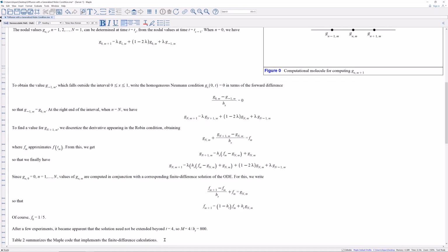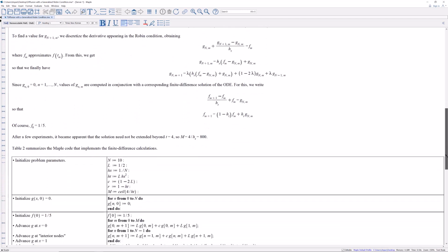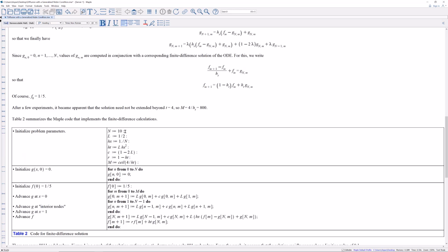And the actual calculations are summarized in Table 2. Table 2 summarizes the calculations that we have to perform. So we need the number of steps in the x direction. This is lambda. L is easy to type in. Lambda, h x, spacing in the x direction. h t, spacing in the t direction. This expression appears several times, so I gave it the name C. This appears several times, so I gave it the name R. And M turns out to be 800 under our set of parameters. This initializes G at time 0, right? That's time 0, so all of those nodes across the very first row are 0.